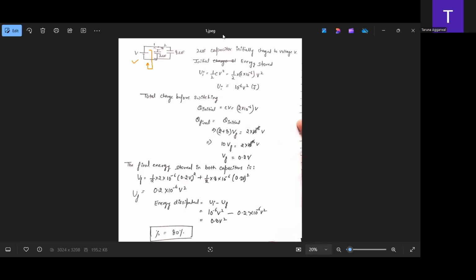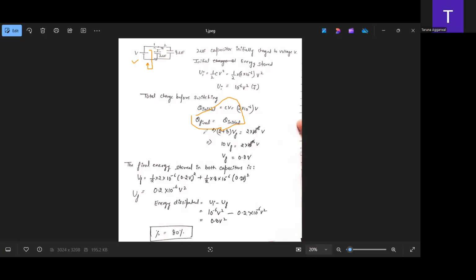So initial charge is equal to the final charge. What is the initial charge? That is equal to CV, 2 to the power minus 6 into V.